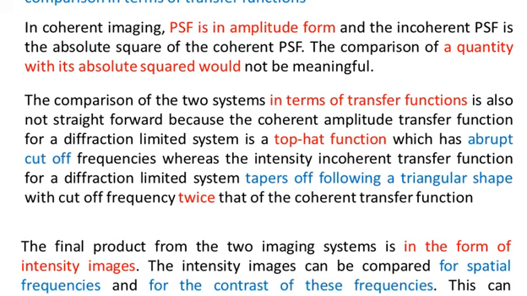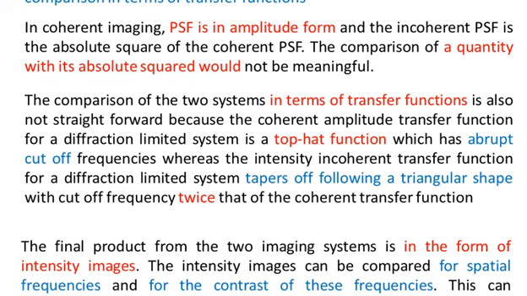Comparison of the two systems in terms of transfer functions is also not straightforward, because the coherent amplitude transfer function for a diffraction limited system is a top hat function which has abrupt cut-off frequencies, whereas the intensity incoherent transfer function for a diffraction limited system tapers off following a triangular shape with cut-off frequency twice that of the coherent transfer function.